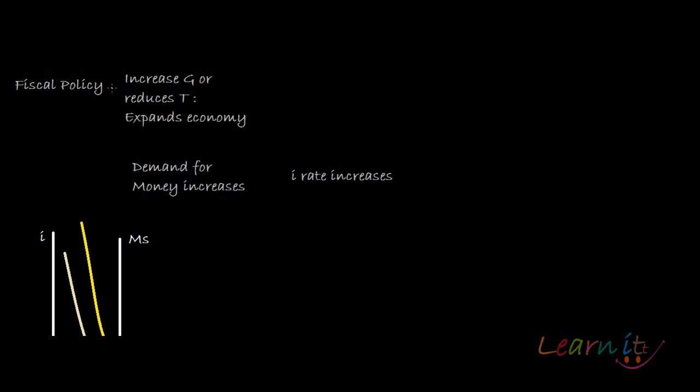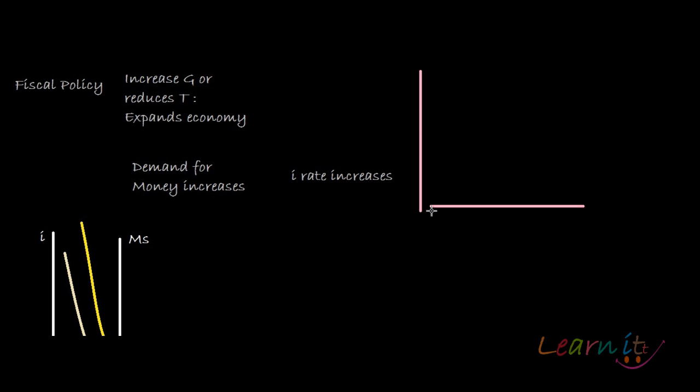The immediate effect of expansionary fiscal policy is on output, and the indirect effect is on interest rates. How? For example, take a case of expansionary fiscal policy. It will happen either through an increase in G or a reduction in taxes. So this will expand the economy. Let me just draw a graph for you.